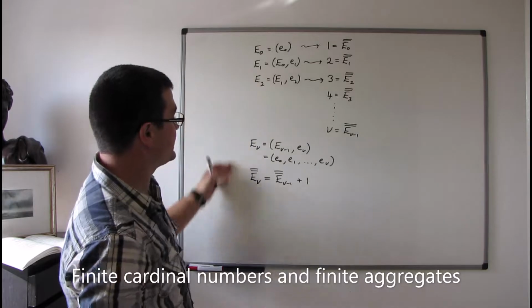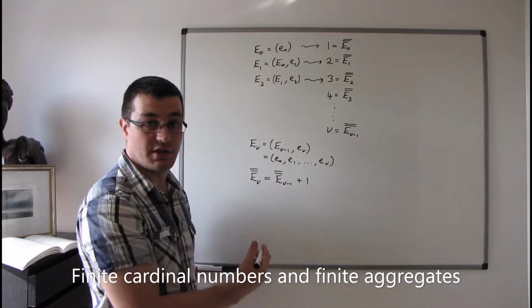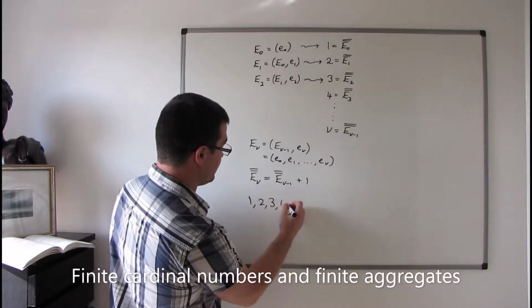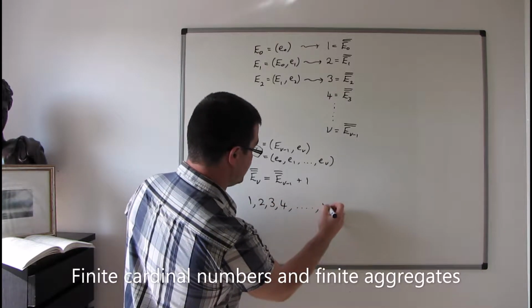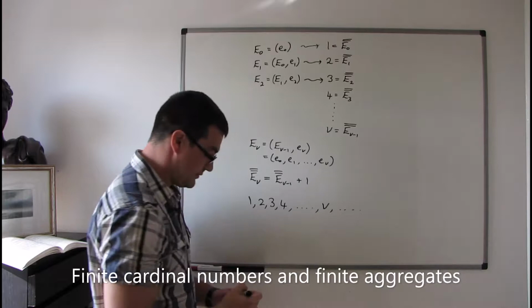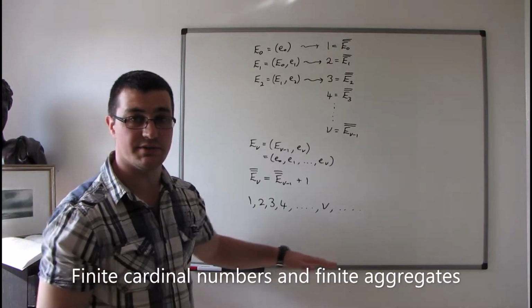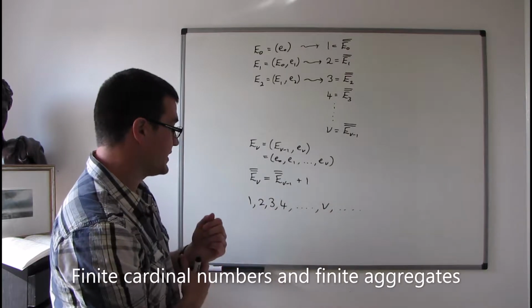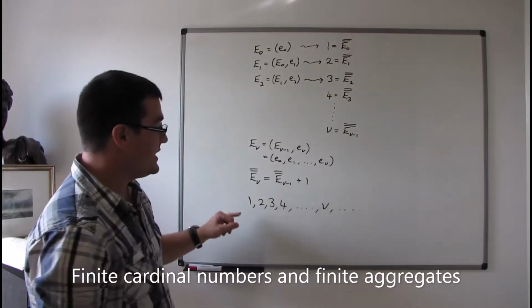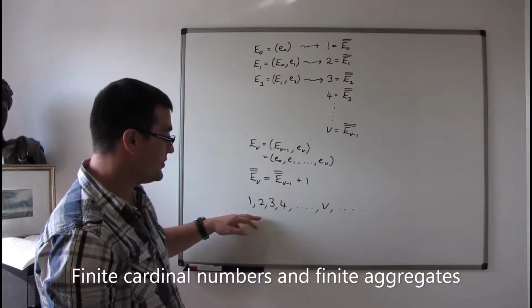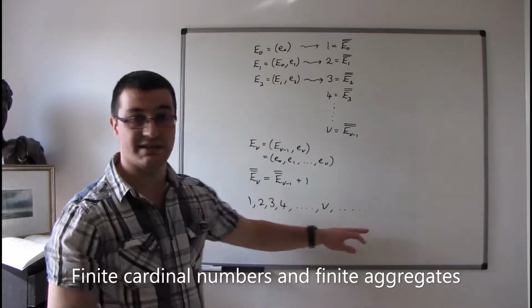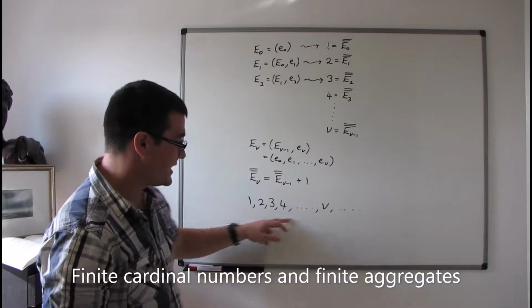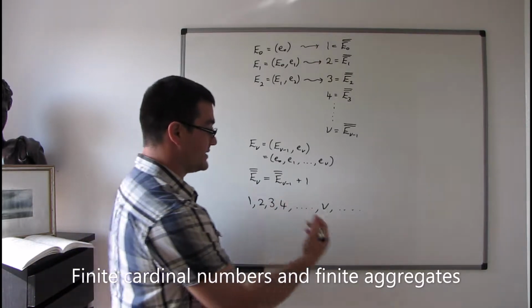Okay, so this gives a sequence of numbers, obviously 1, 2, 3, 4, nu, and on. It's an unlimited sequence, so there's obviously no greatest cardinal number here, but any aggregate that has a cardinal number that is one in this series is said to be a finite aggregate, and these are defined to be the finite cardinals.